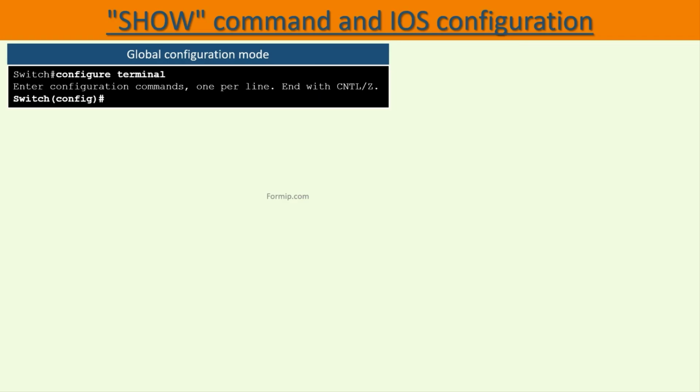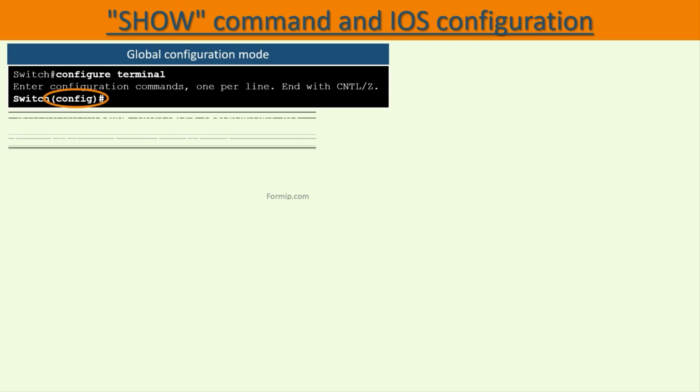We have just seen the user mode, represented by the acronym greater than, and the mode enabled or privileged, represented by the symbol hashtag. Most configurations of a switch or router are to be done in the overall configuration mode. To do this, you have to make the command configure terminal.